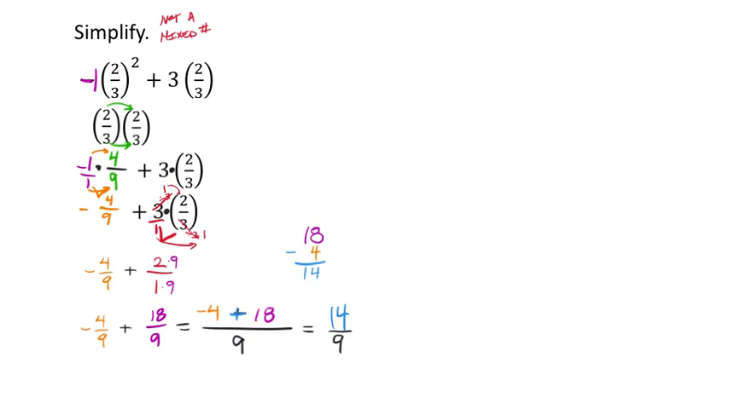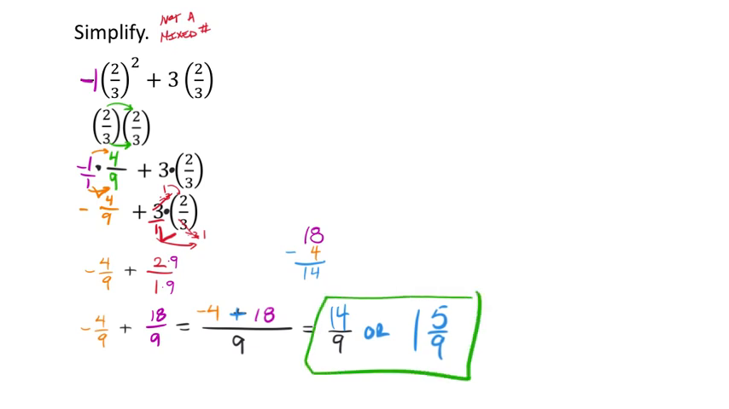Now, they did not ask for a mixed number specifically, but because I'm a math nerd, I'm still going to show it. So you could have put 1 and 5/9. Now again, does it matter which one you put? I don't think it does. But some people like one more than the other, and it's up to you which one you do.